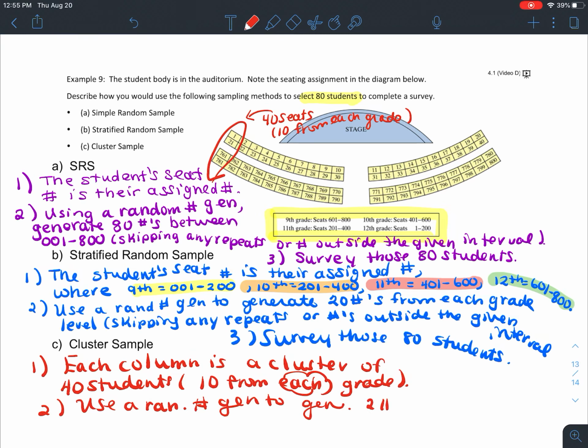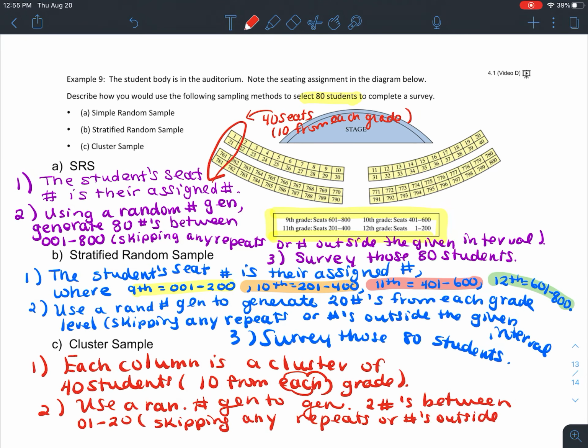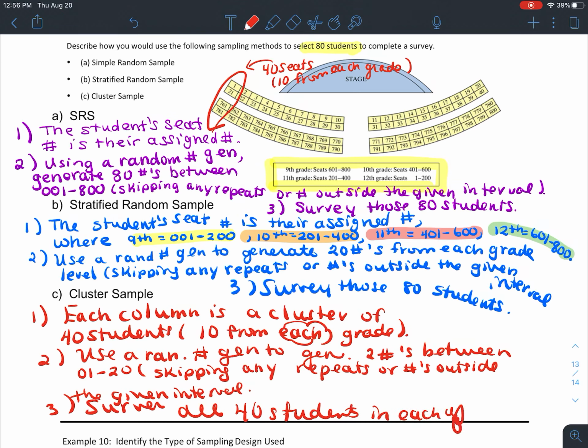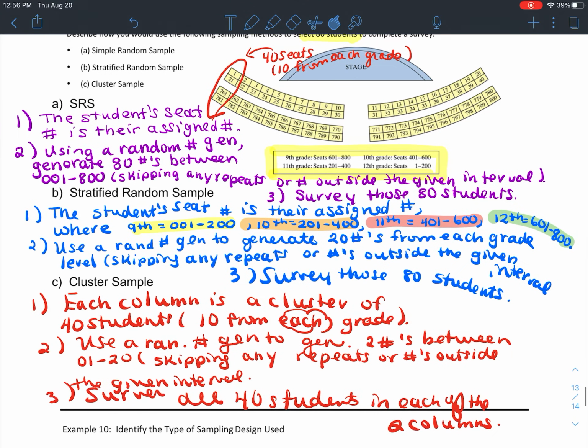So we want to use a random number generator to generate 2 numbers between 01 and 20. And again, we have to say the same thing. I know this gets tedious to write out every time, but we need to be very clear and say skipping any repeats or numbers outside the given interval. And then finally, survey all 40 students in each of the 2 columns. That's really a total of 80 then.